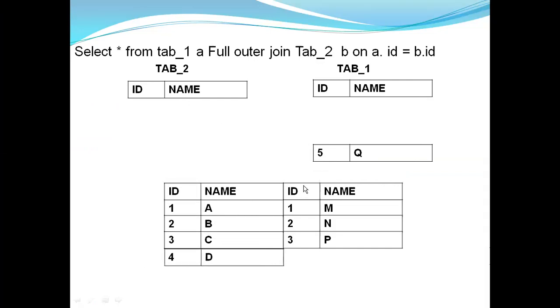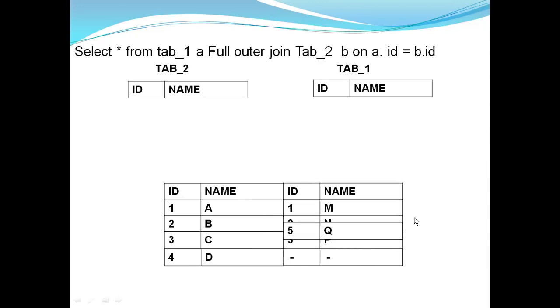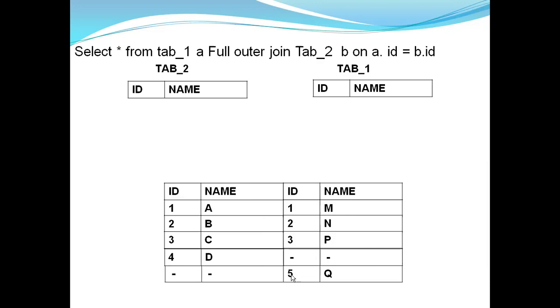But will we have a 5Q with the 4D? No, it's not matching. So here it's going to add the null. Then we have a 5Q as well, plus 5Q also with null. So this will be the result. 1, 2, 3, 4, 5 records. Simple. 3 are matching, 2 are individual unmatching.